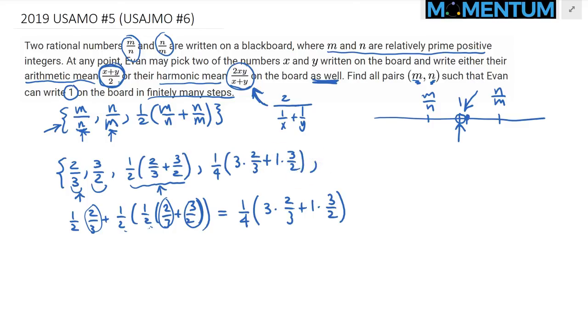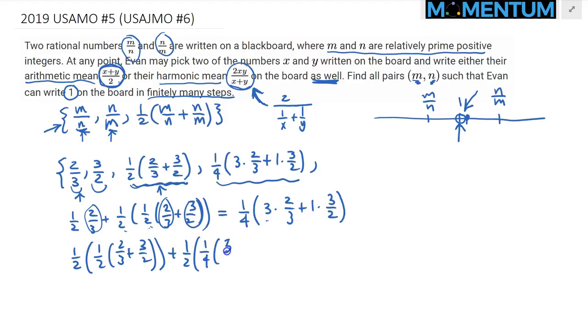All right, let's add another number here. This time, why not, I can use this thing which I just created and this one too. So I have 1/2 times this number, 1/2 times 2/3 plus 3/2, plus 1/2 times this monster, 1 over 4 times 3 times 2/3 plus 1 times 3/2.